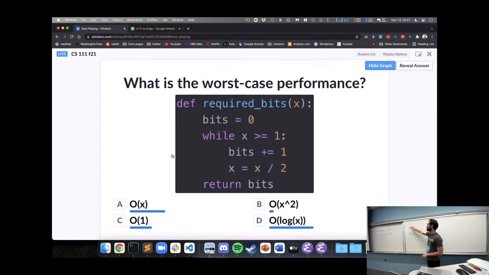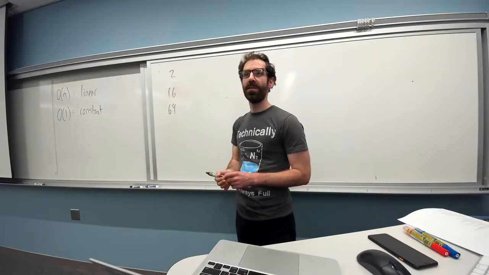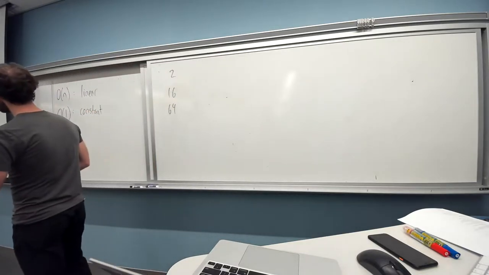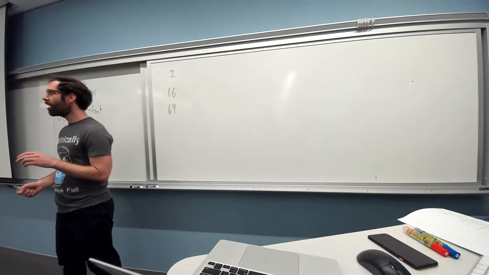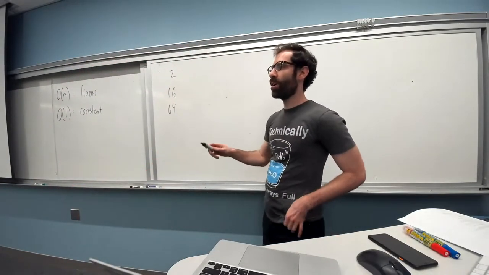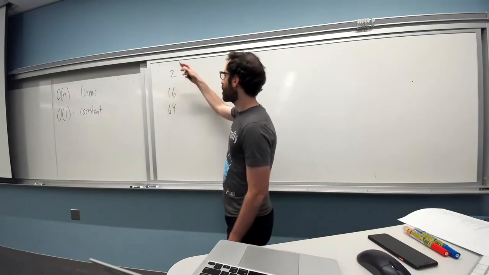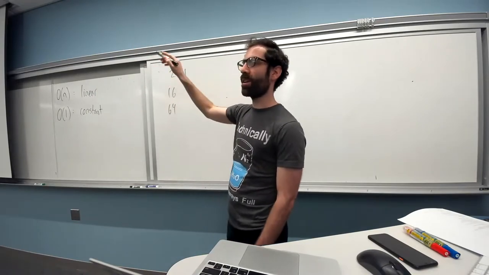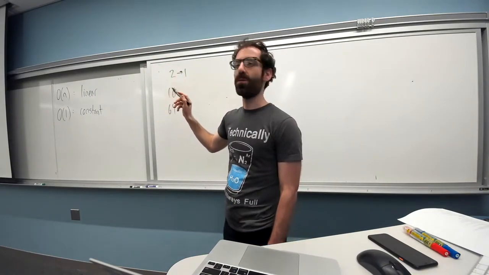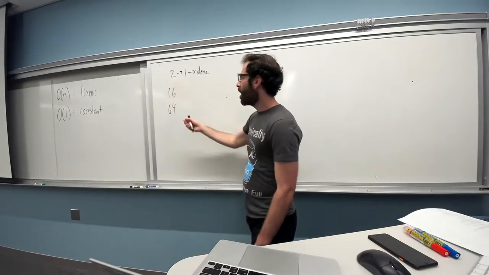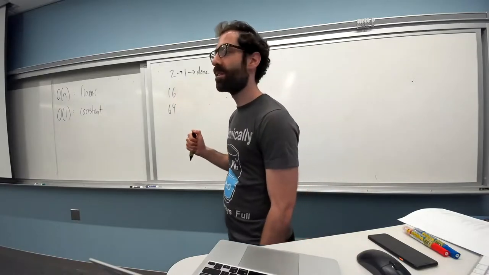So when x is 2, how many times is this loop going to go around? I see some people holding up 1, some holding up 2. I think it will go around 2 times. x will become 1, and the loop goes around 1 more time because it goes around while x is greater than or equal to 1. And so then we're done. How about for 16?